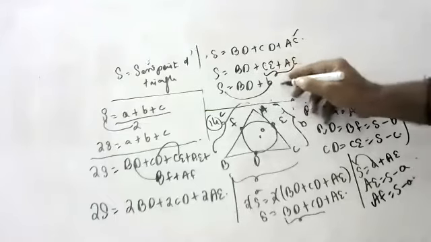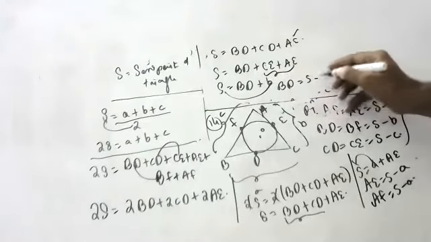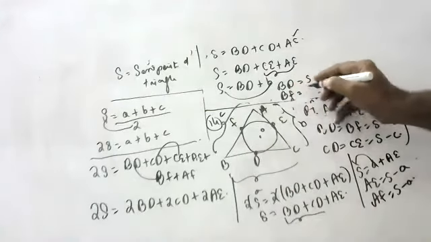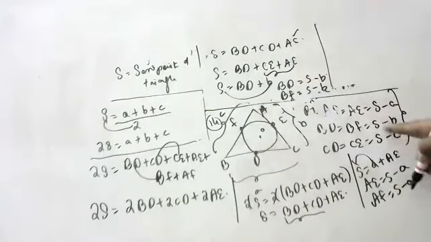If we bring this here, BD is equal to S minus B. BD is also BF. It's okay. BF is equal to S minus B. Anything is okay.